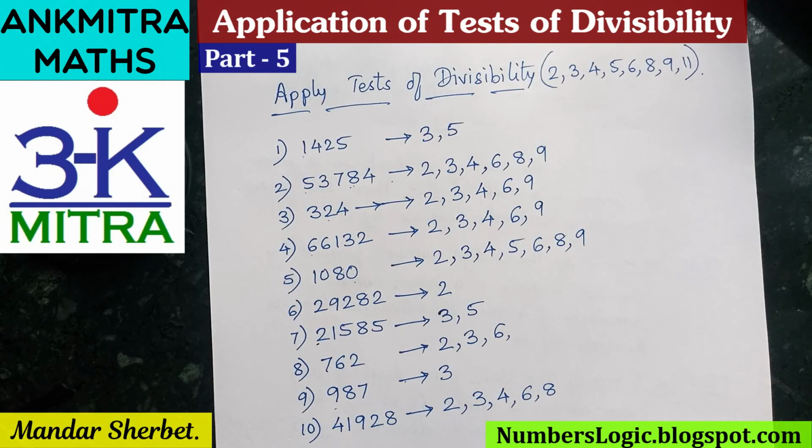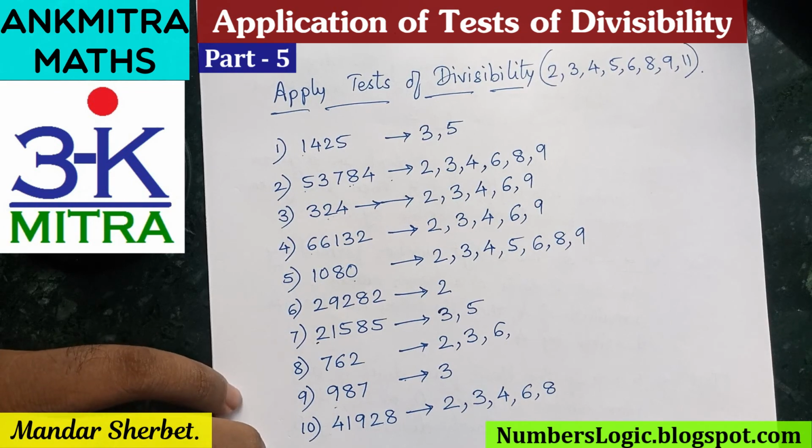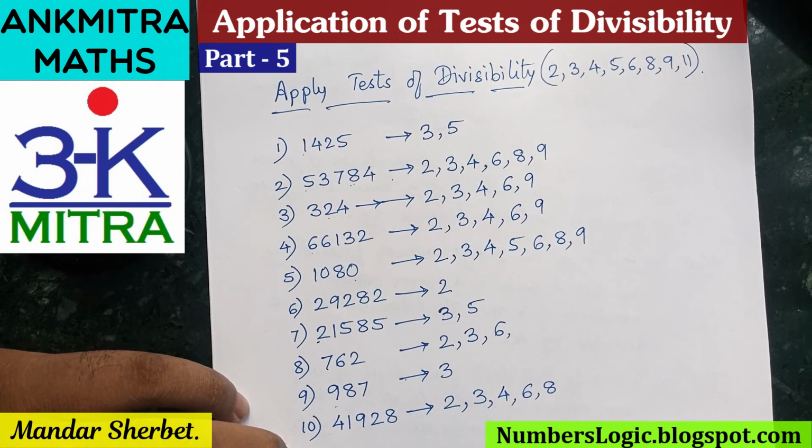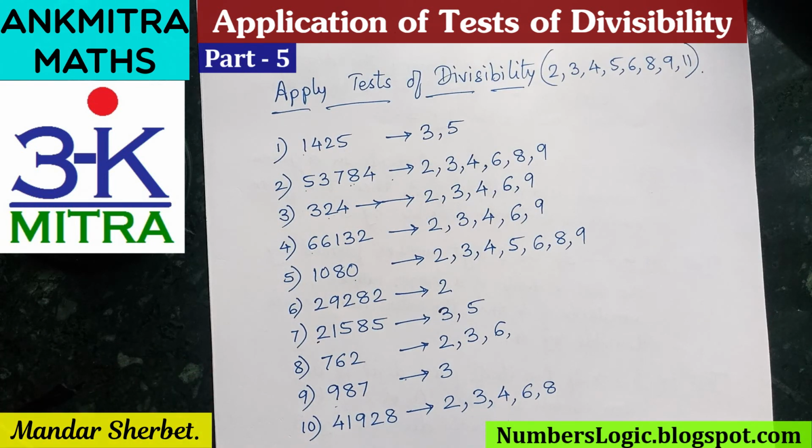Now in this case, what we need to do is form alternate number pairs and check the addition of those pairs. If the difference between those sums is either 0 or a multiple of 11, then the number is divisible by 11. If the difference is not 0 or a multiple of 11, then it will not be divisible by 11.